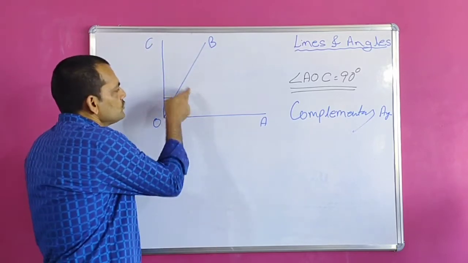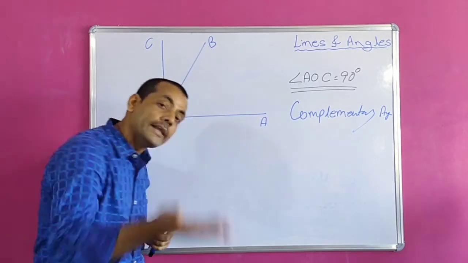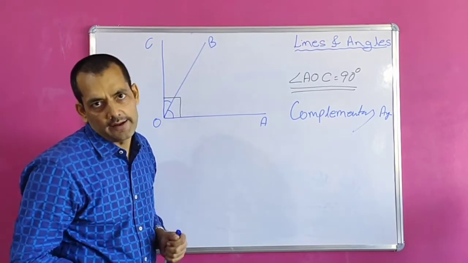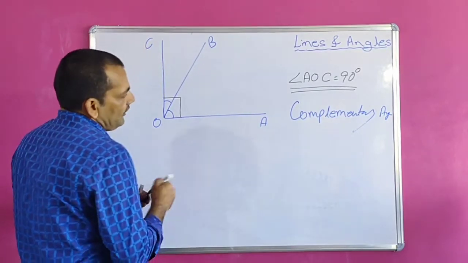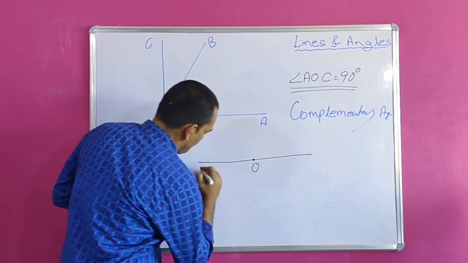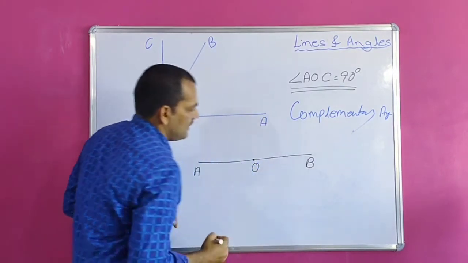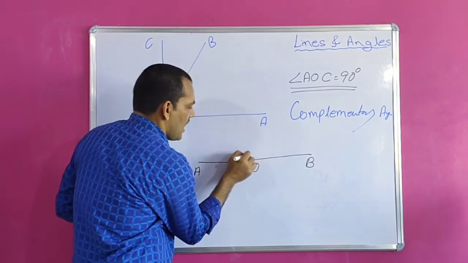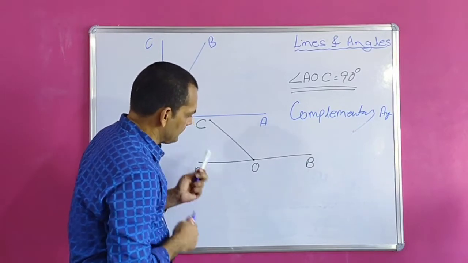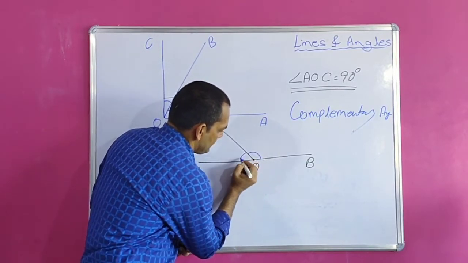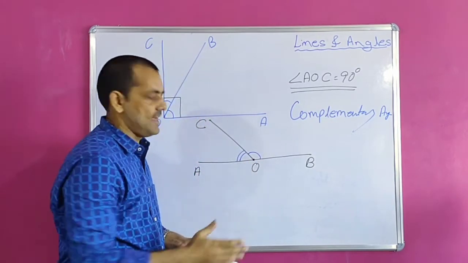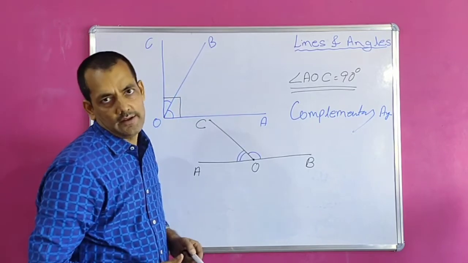What if these two adjacent angles add to 180 degrees? If they add to 180 degrees, they are known as supplementary angles. Like in the case of a straight line, let's consider the point O on a straight line AB, and on this line there is another line, C. These two angles will add to 180 degrees, and they are known as supplementary angles.